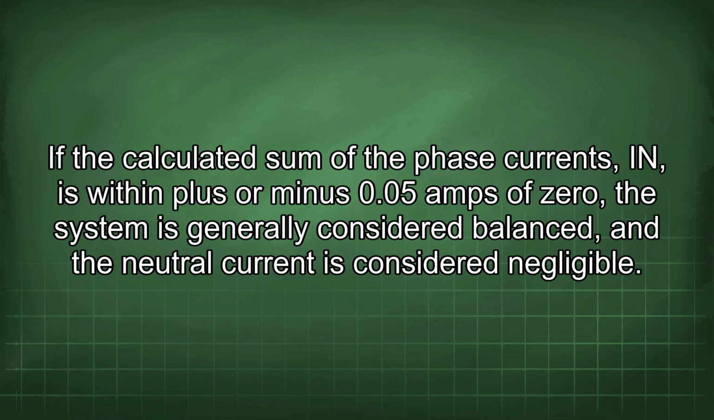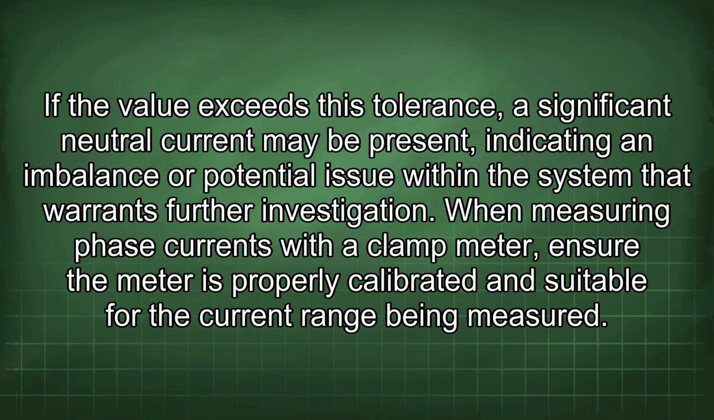If the calculated sum of the phase currents is within plus or minus 0.5 amps of zero, the system is generally considered balanced, and the neutral current is considered negligible. If the value exceeds this tolerance, significant neutral current may be present, indicating an imbalance or potential issue within the system that warrants further investigation.